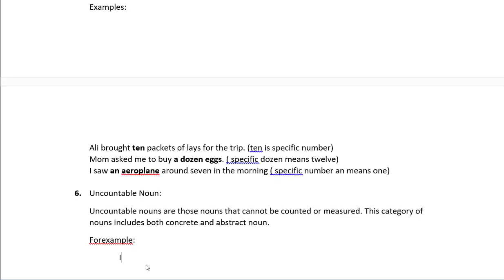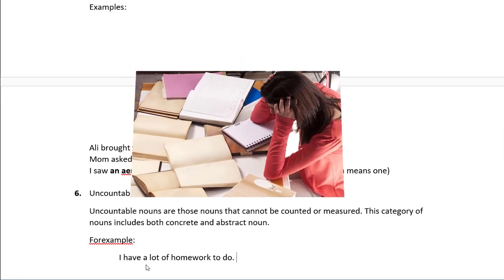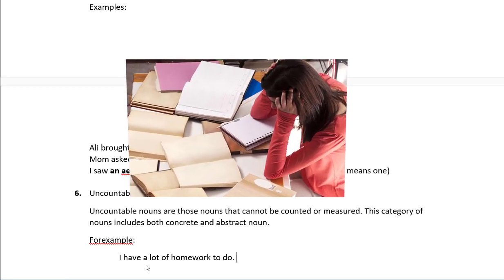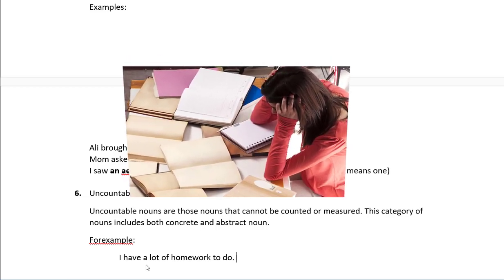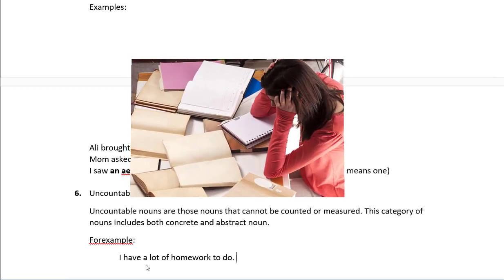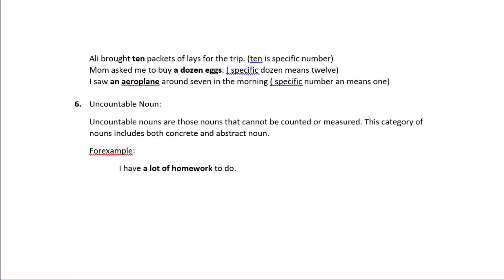We can say, I have a lot of homework to do. How much homework we haven't mentioned here, and we are unable to mention it. We can only say a lot of. It is not measurable. It is uncountable. So this is what: I have a lot of work to do.